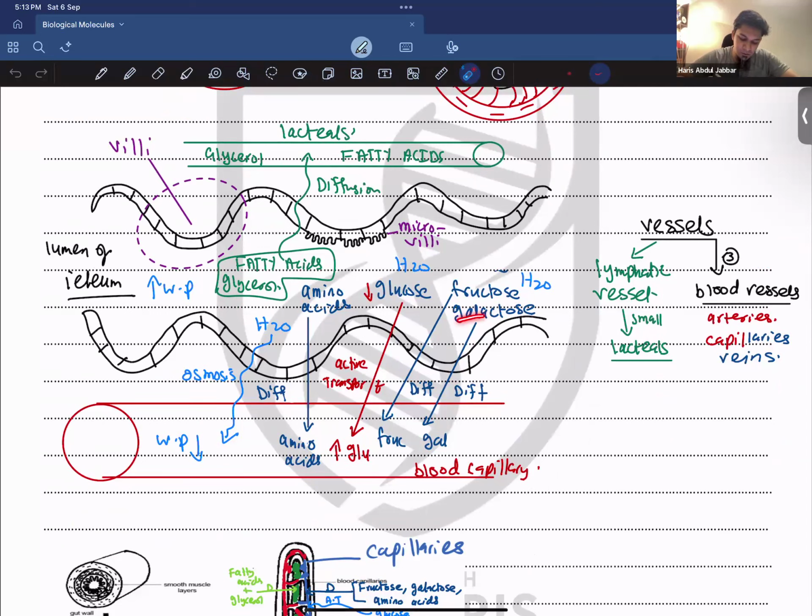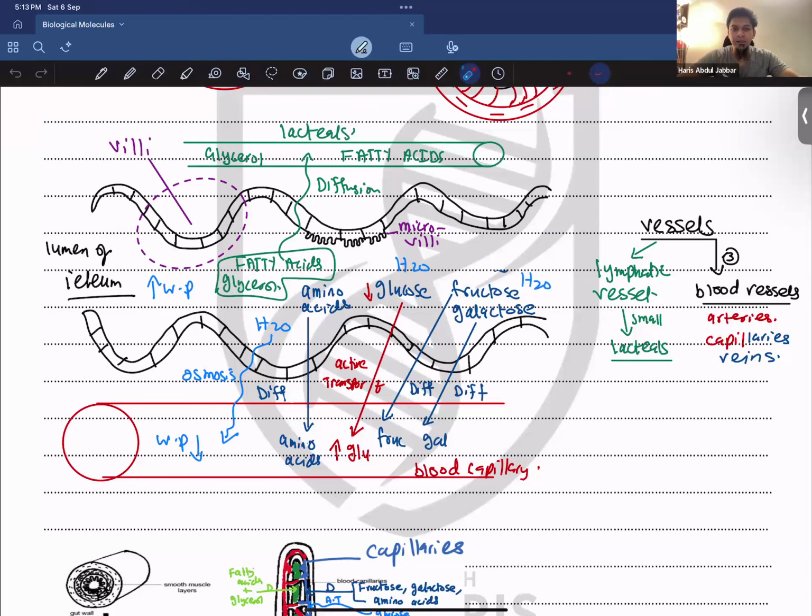Then we talked about how, through the villi in the small intestine, fructose, galactose, and amino acids move into the blood vessels by diffusion, while the glucose molecules move in by the process of active transport. The fatty acids and glycerol move into the lacteals because they're insoluble in water.